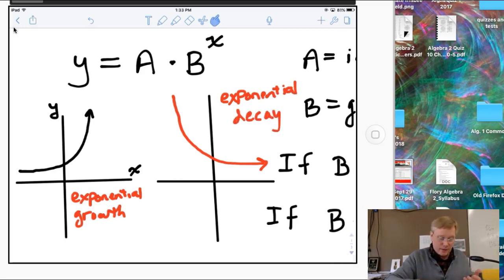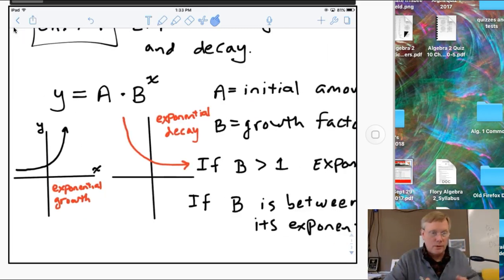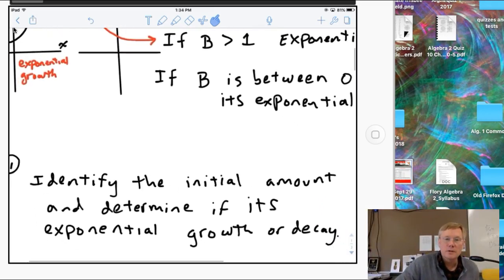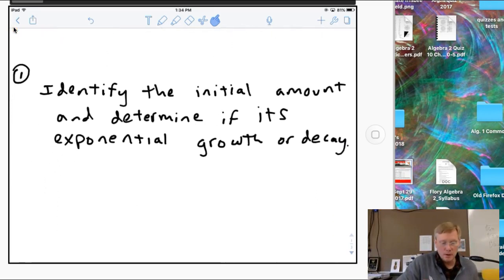So if you see the graph and they ask you which one it is, just look, does it look like the one on the left where it's exponential growth, or is it going down and to the right where it's exponential decay, all right? So that was the first thing I need to show you guys. And the first one, I'm just going to jump right in on some problems here, is determine whether it's exponential growth or decay.